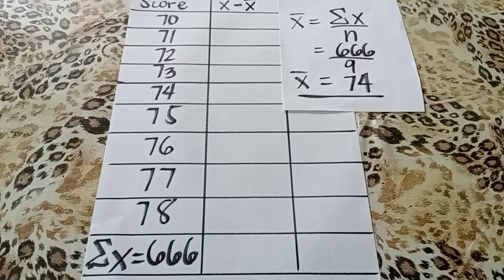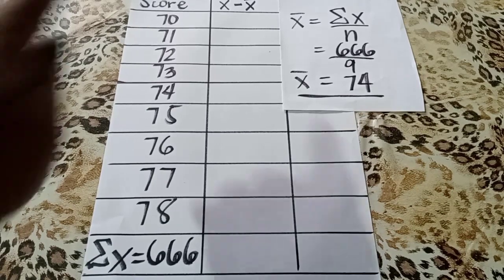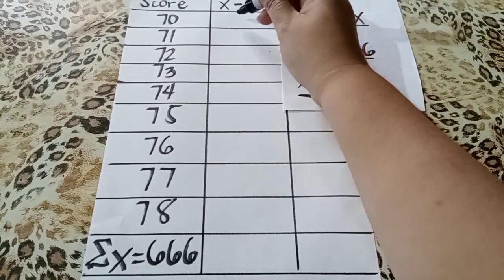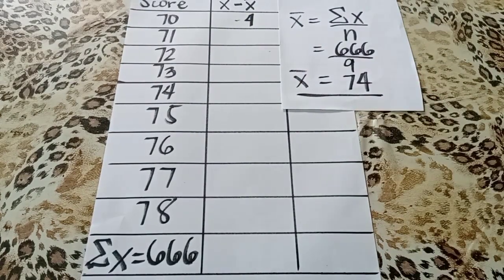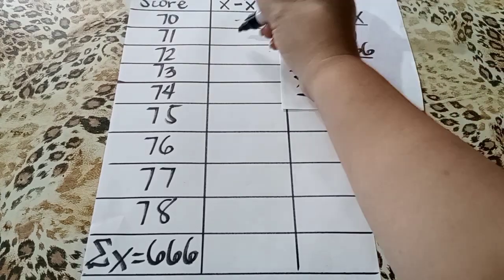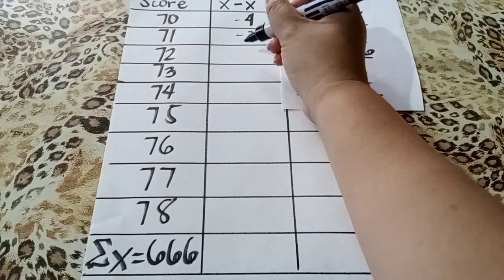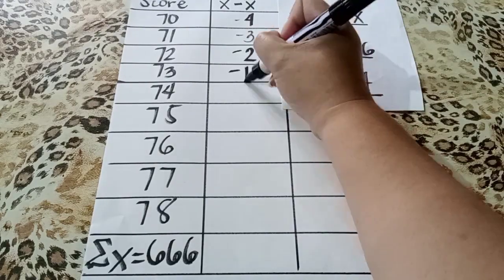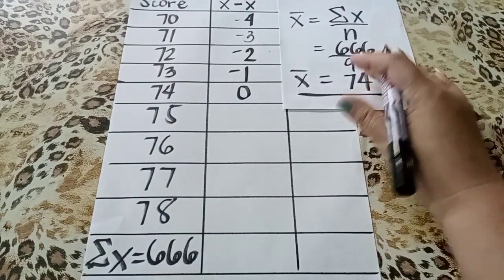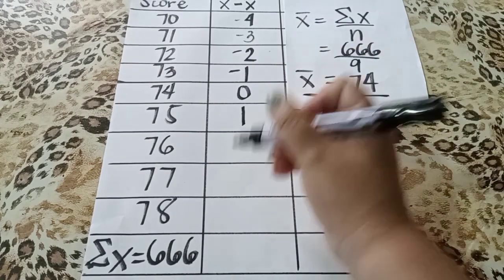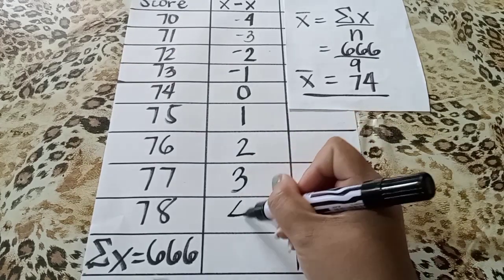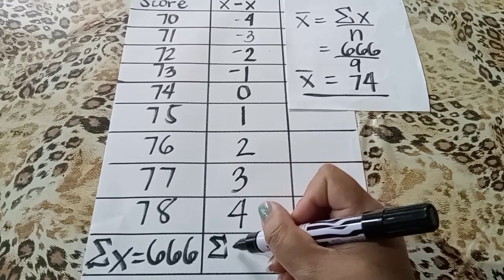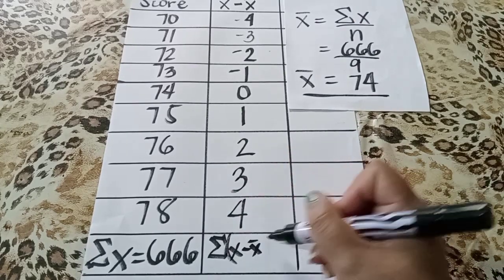Okay, after you find the mean, let us have the second column of the table wherein you find the difference between your observation and your mean. So you have here 70 minus 74, which is negative 4. Then 71 minus 74, negative 3. Then 72 minus 74, negative 2. 73 minus 74 is negative 1. 74 minus 74, that is 0. Then 75 minus 74, we have 1. 76 minus 74, we have 2. 77 minus 74, we have 3. 78 minus 74, we have 4. And then get the summation of this column, which is equivalent to 0.